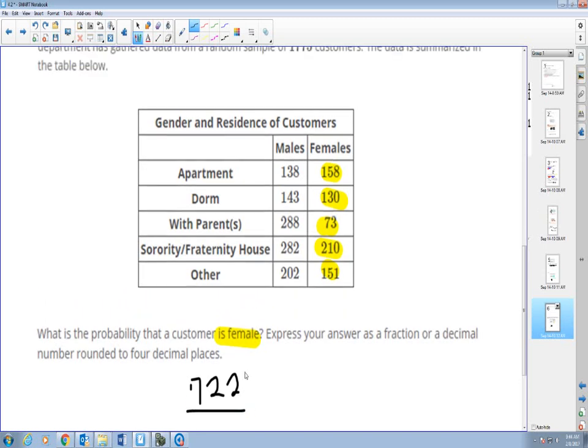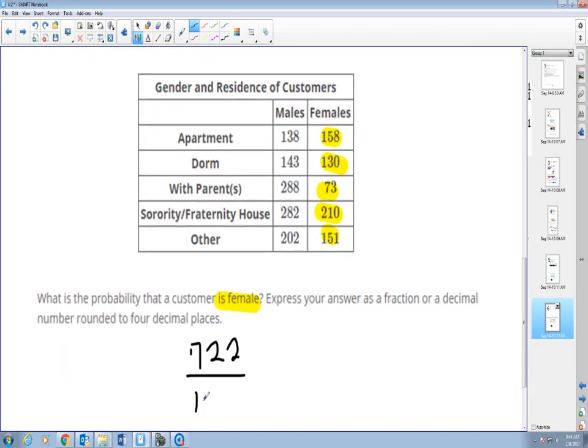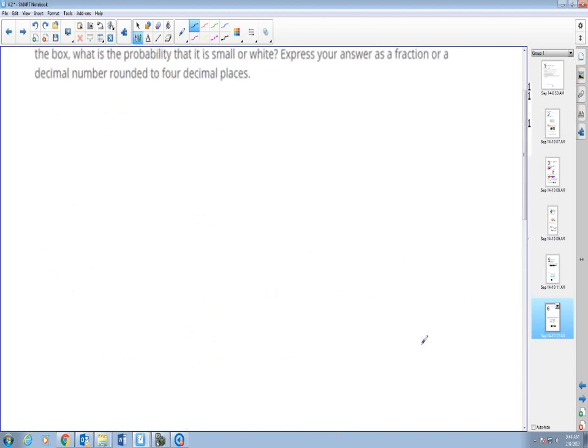out of 1775, total possible outcomes. So when I choose a customer that is female, I have 722 ways out of a possible 1775. And I can type it in, rounded to 4 decimal places: 0.4068. Alright, let's do this one right here.